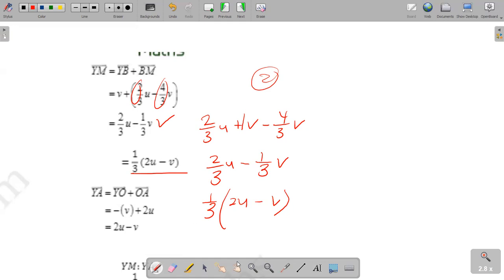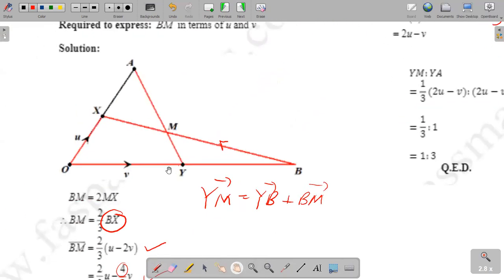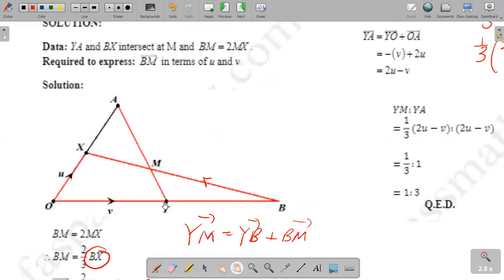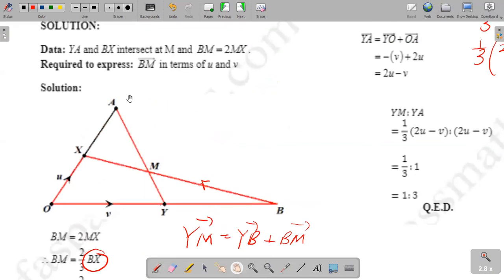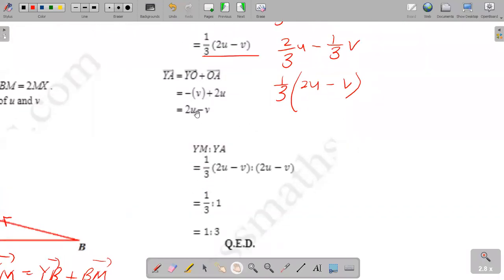Boom, that's it. And the last part is to find YA. The same thing, you follow the pathway. How do I get to YA? You go from Y to O, and O to A. And you know this is U. So that is just minus V plus 2U. Look at that, minus V plus 2U, that's it.